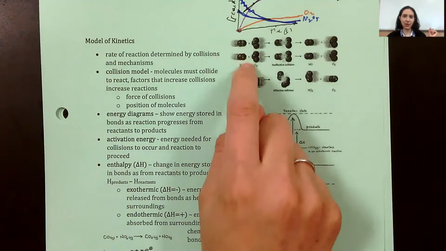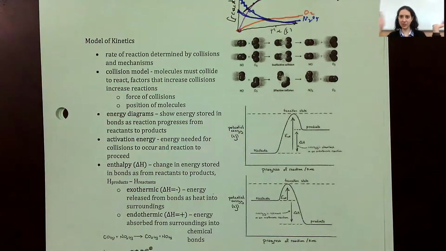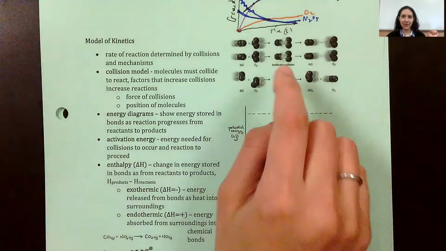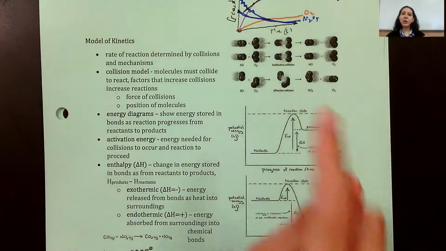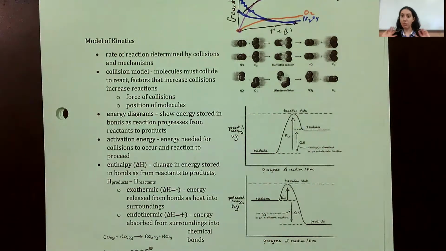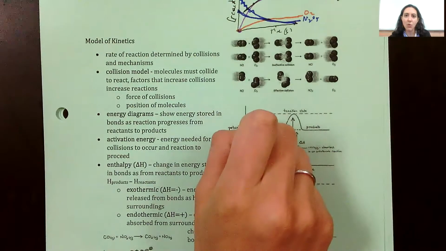These two are examples of an incorrect or ineffective collision, where they just tap each other and bounce off based on orientation. This is the correct orientation and the only way for this reaction to actually occur. The more difficult it is for those molecules to be in the correct orientation, the slower the reaction is going to take. For example, if you have two individual fluorine atoms, they're basically like billiard balls, little spheres, so it doesn't matter how they hit each other. The orientation is identical.